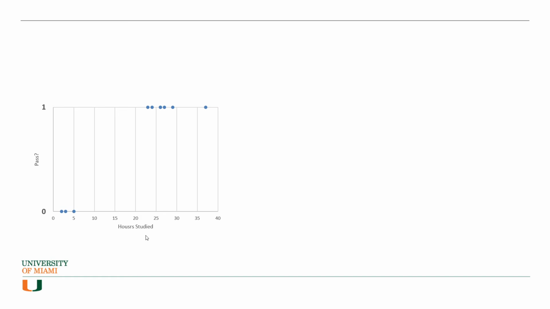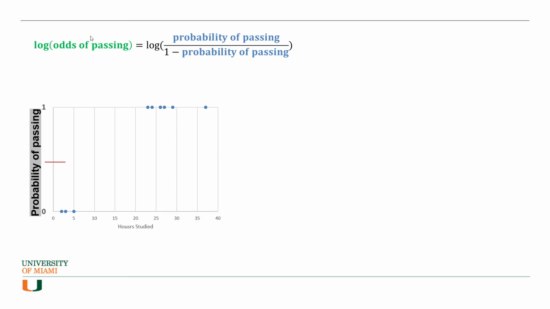So this is the scatter plot of the data that we have. Some students did not pass the course, whereas the others passed the course, and they are plotted in this scatter plot with 0 and 1s. Now, this is the probability of passing. So 0 for those that did not pass and 1 for those students that passed. Let's start with the middle point, the 50% probability. If we want to calculate the log odds, then we're going to use our trusty formula, which is the log of probability of passing divided by 1 minus probability of passing.